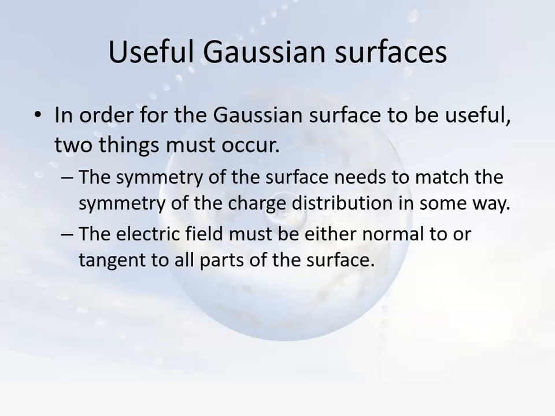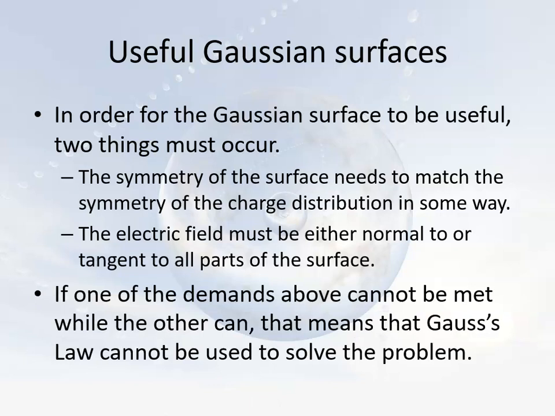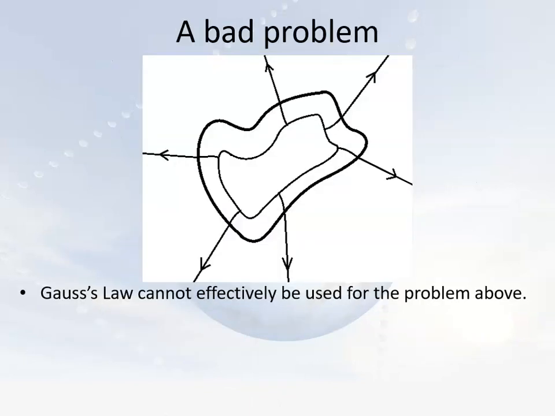When we get to slabs and planes, our Gaussian surface will be such that on two of the surfaces, the electric field will be normal to the surface, and the surface that connects the two surfaces will be tangent to the electric field. So, if you're not able to do this, you won't be able to use Gauss's law.